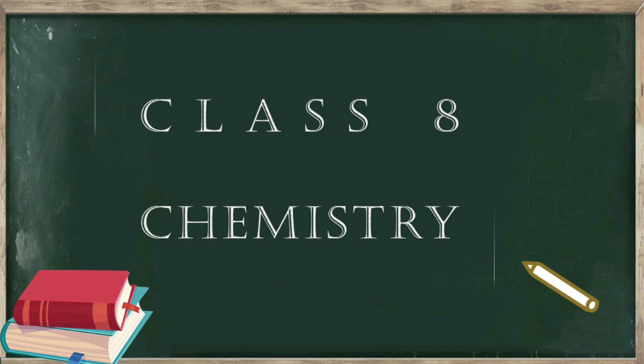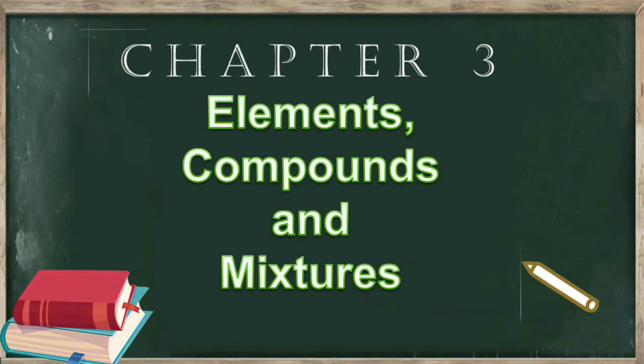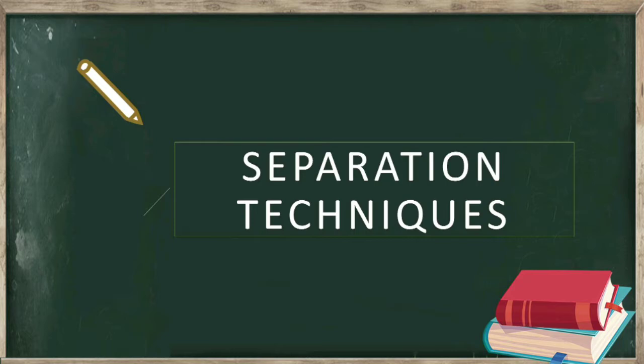Hello and welcome everyone. In the previous videos, we have studied some methods of separating the components of various mixtures. A mixture which has more than two components usually cannot be separated into its individual components by a single method. For such mixtures, we have to use a combination of methods of separation. It can be understood by taking some examples.